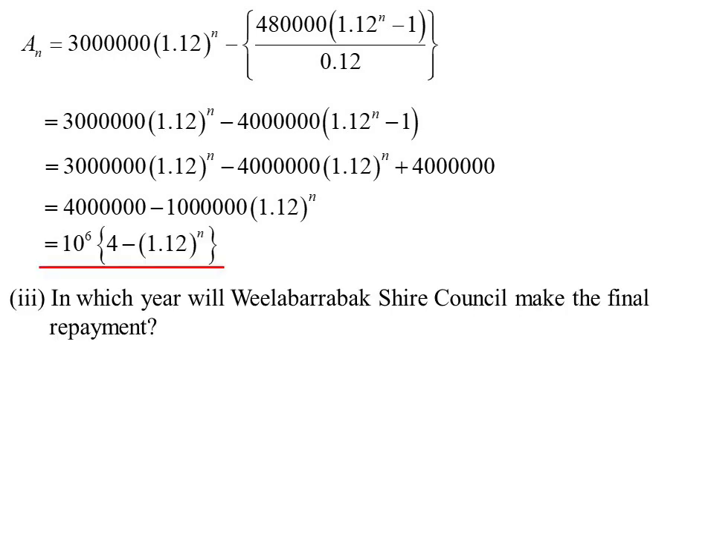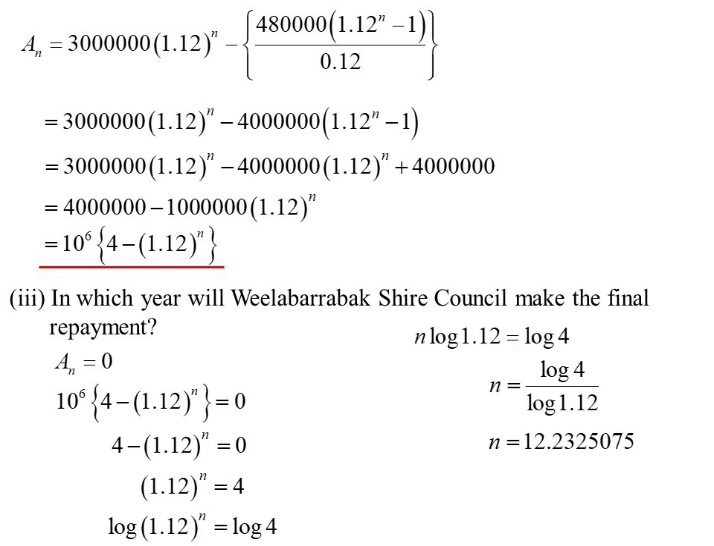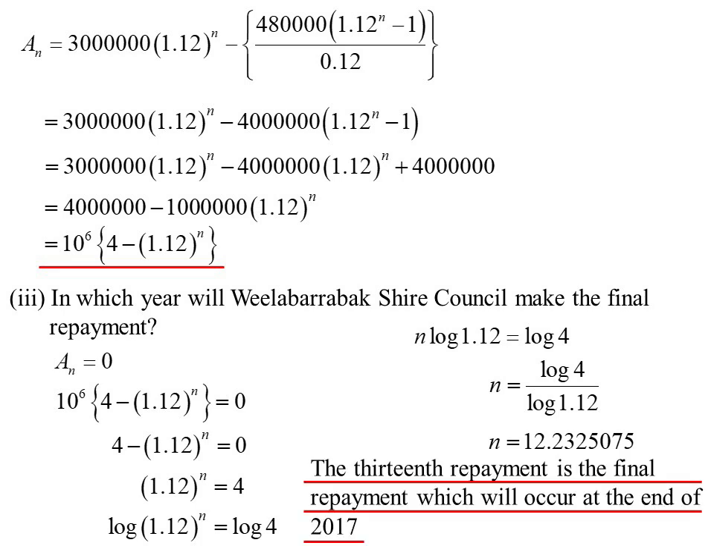So in which year will Wheelbarrow Back Shire Council make the final repayment? Well, that'll be when amount N is equal to 0. We just got to solve this. Make N the subject. Log both sides. And we get 12.2. But they said in which year? So that'll work out to be 2017, the 13th repayment.